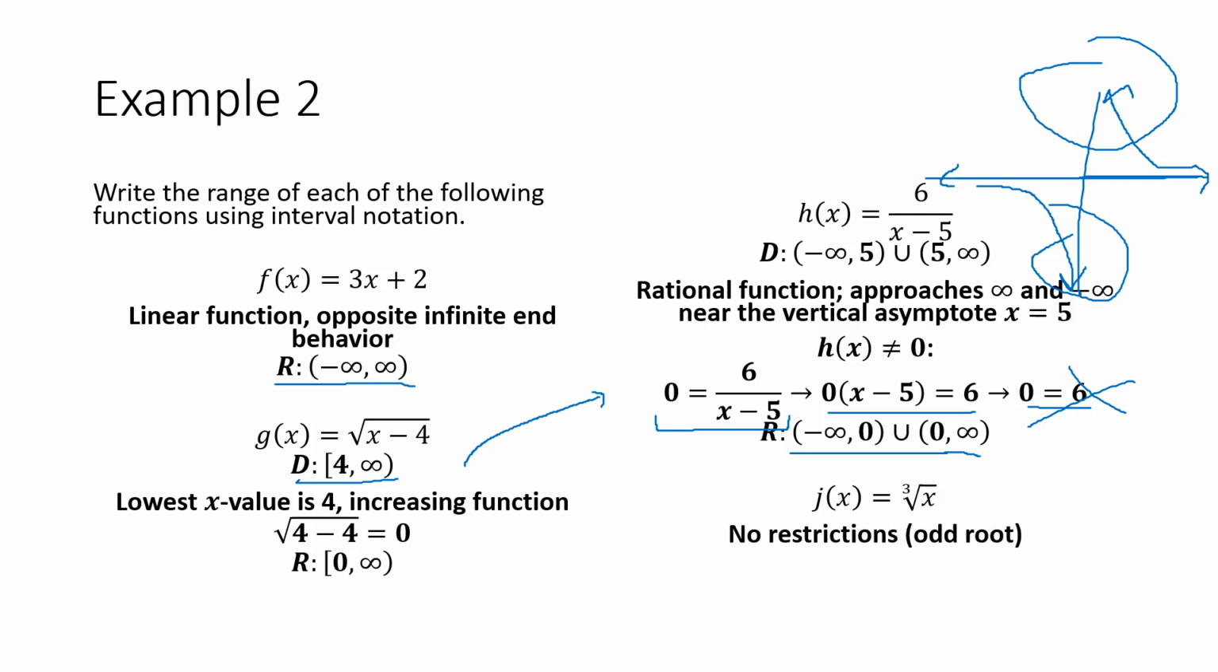Lastly, j of x, again, there are no restrictions. This is an odd root. That function is going to continue down. The range would be negative to positive infinity there too.